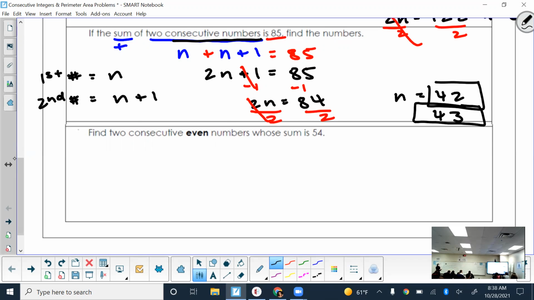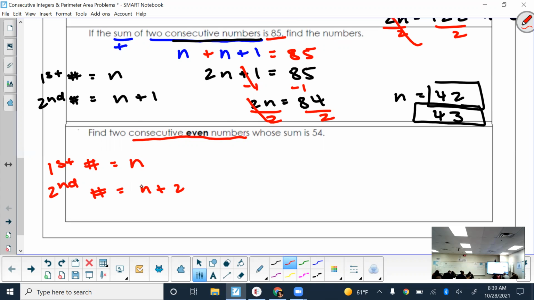So let's do the next one together. It is a little bit different because now it wants 2 consecutive even numbers. So how much do even numbers go up by each time? 2. So this time, my first number can be what? And it only wants 2 numbers, so we're just going to go to the second number. And we can label that as n plus 2. Even numbers go up by 2. How much do odd numbers go up by? 2 also. So here's your setup.